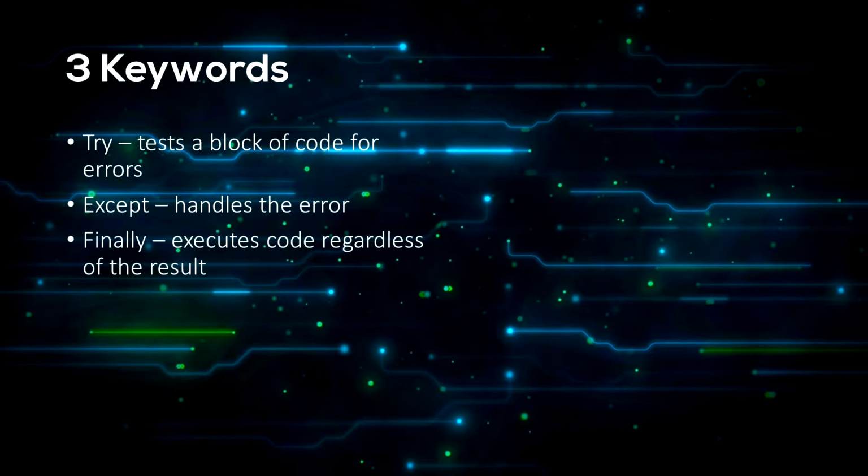Anyway, we have 3 different keywords in error handling. We have try, except, and finally. Try lets you test a block of code for errors, except lets you handle the error, and finally lets you execute code regardless of the result of the try and except blocks.